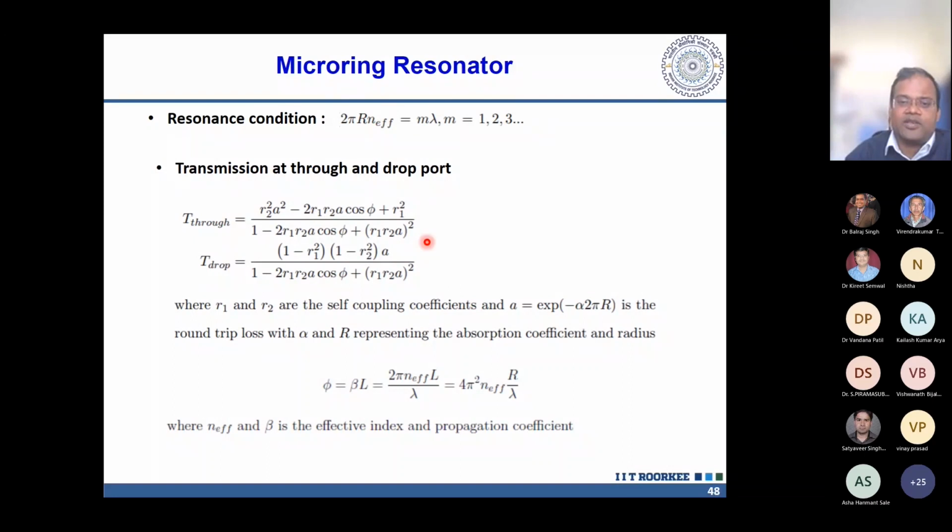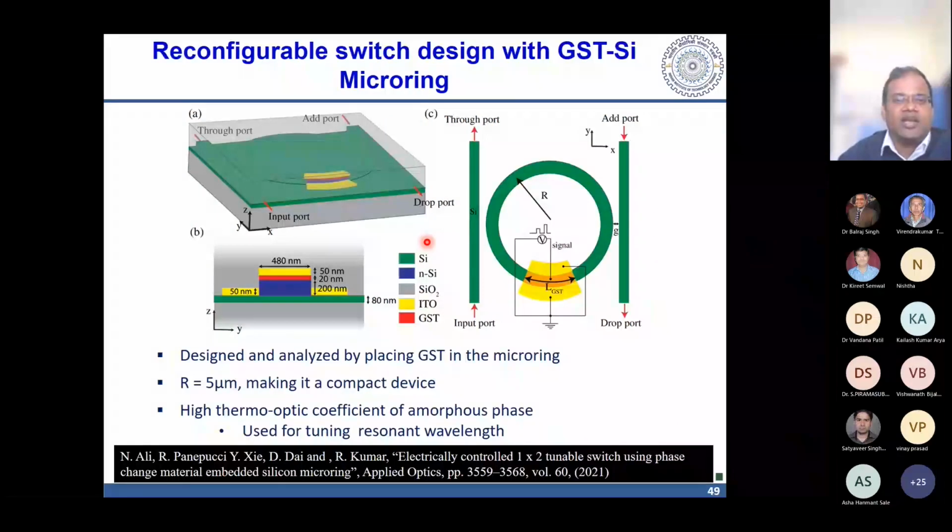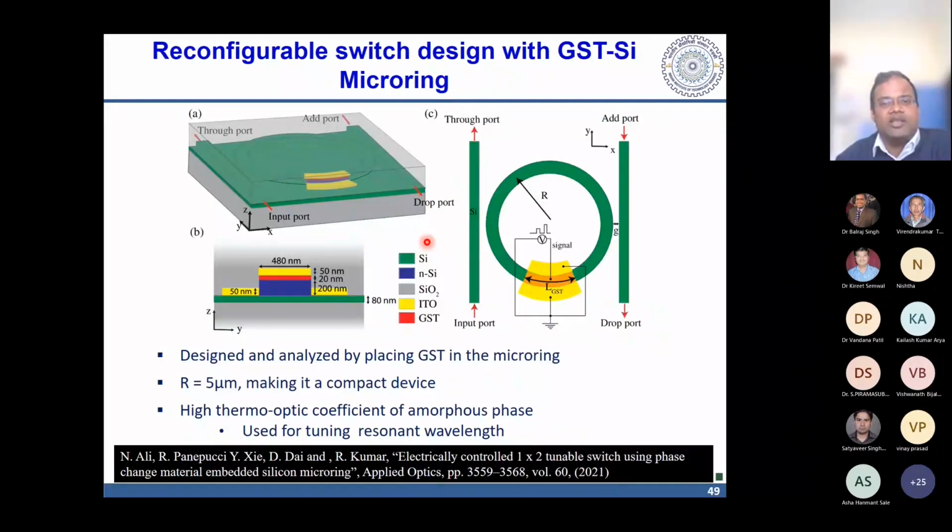So you have to look for the phase as well as the round trip loss. This is what we did. We have a micro ring resonator. In a small portion of the circumference, we are putting ITO as electrode and GST as an active material, which is very thin, like 20 nanometer. If you look from the top, it will look like this also. I assume with these two figures, you can imagine how these devices will look.